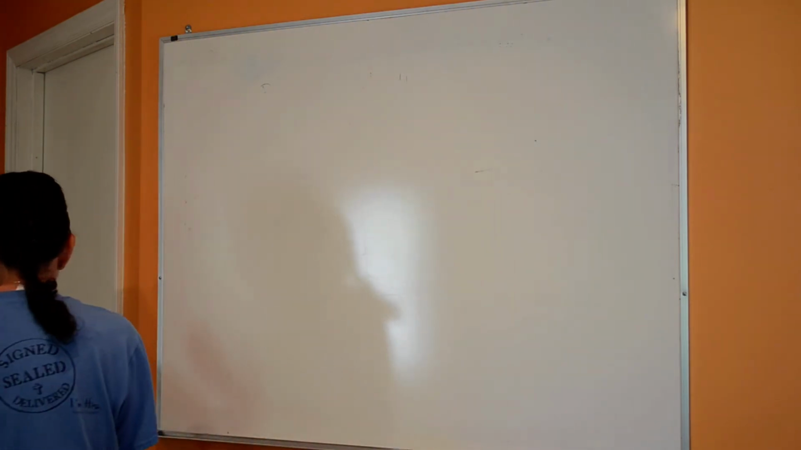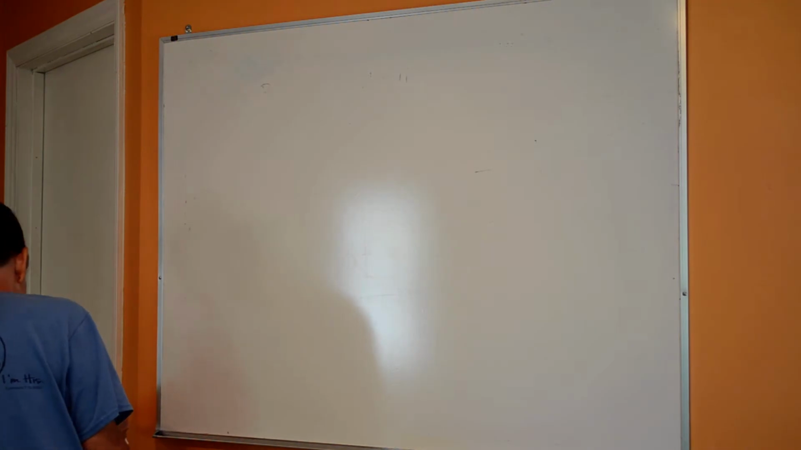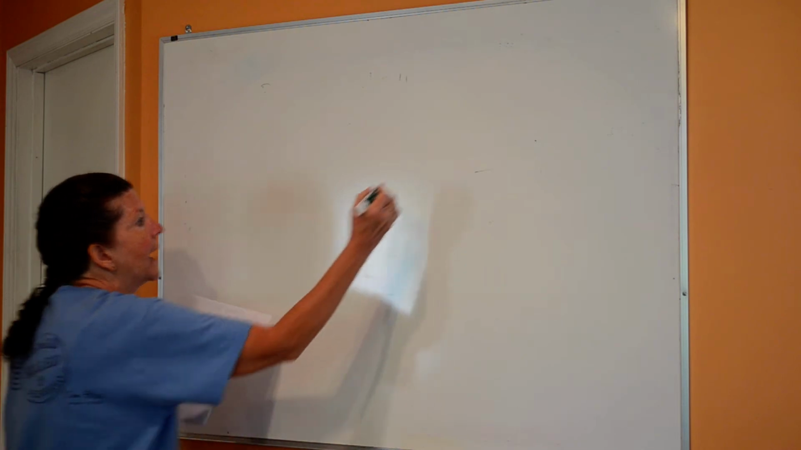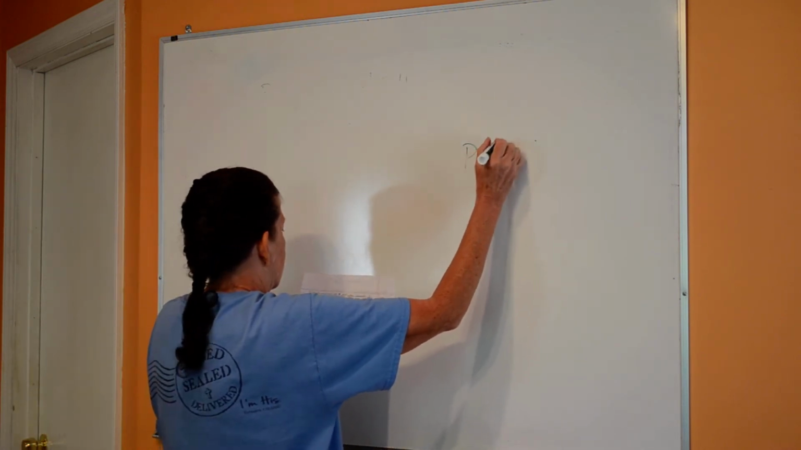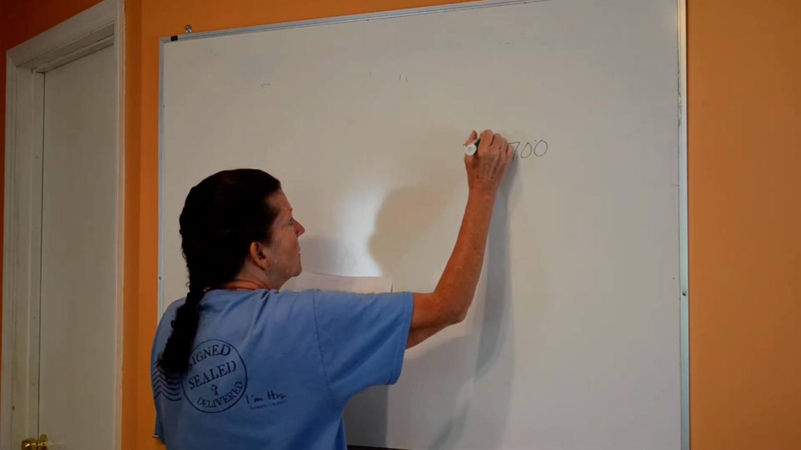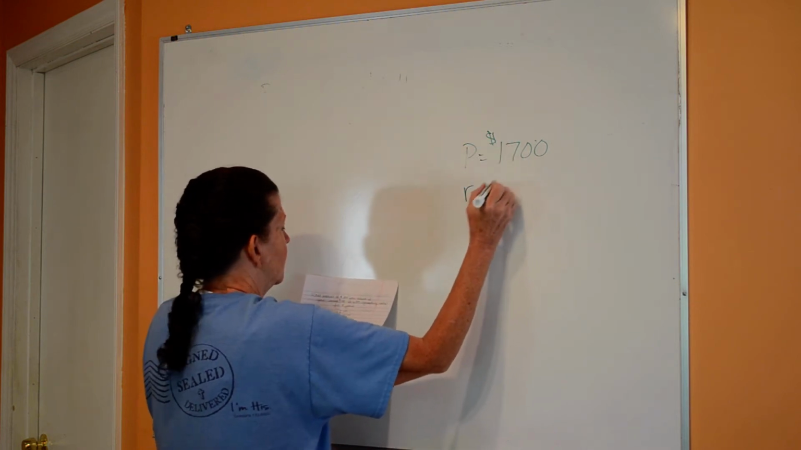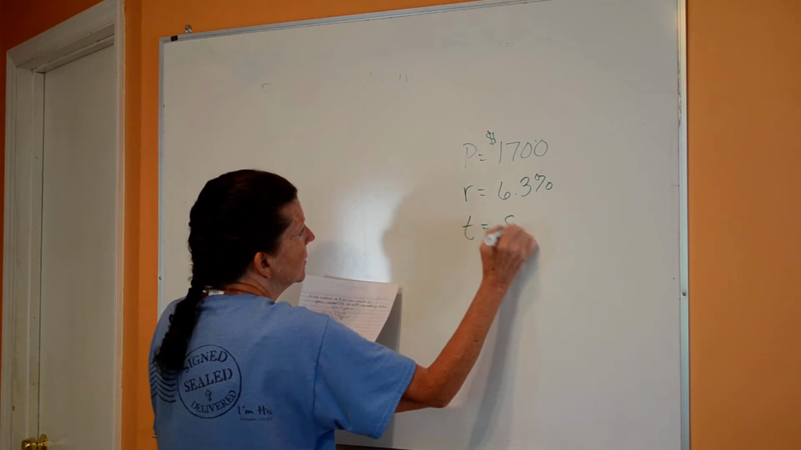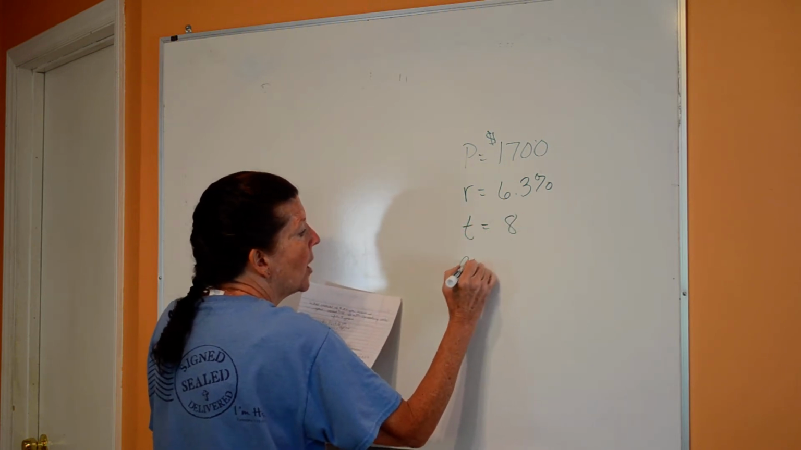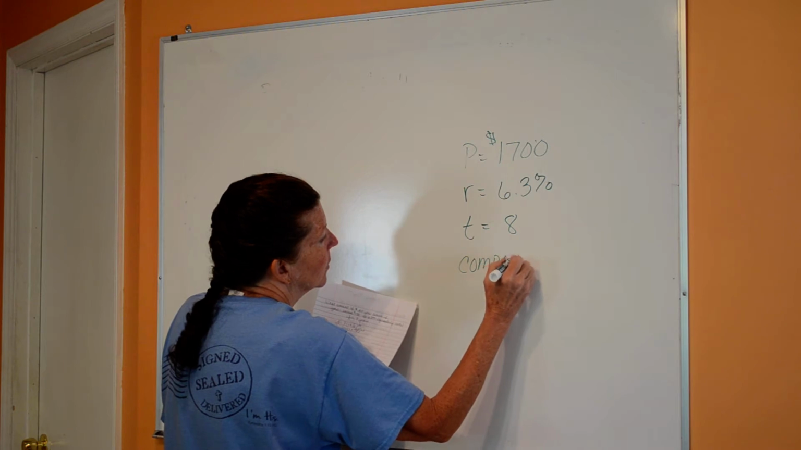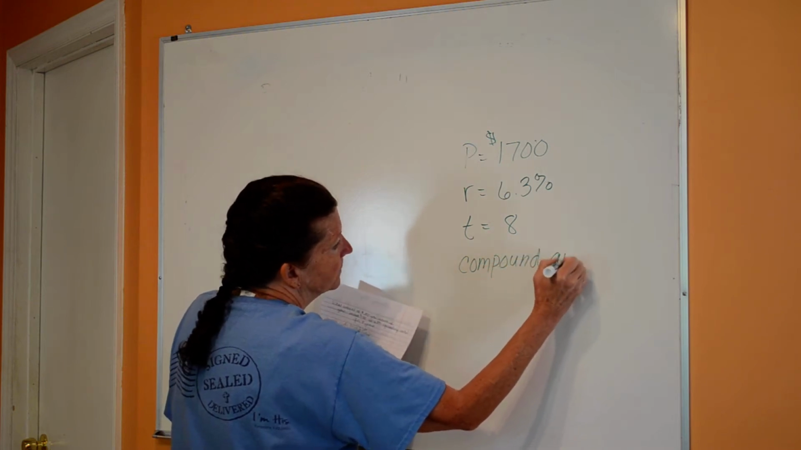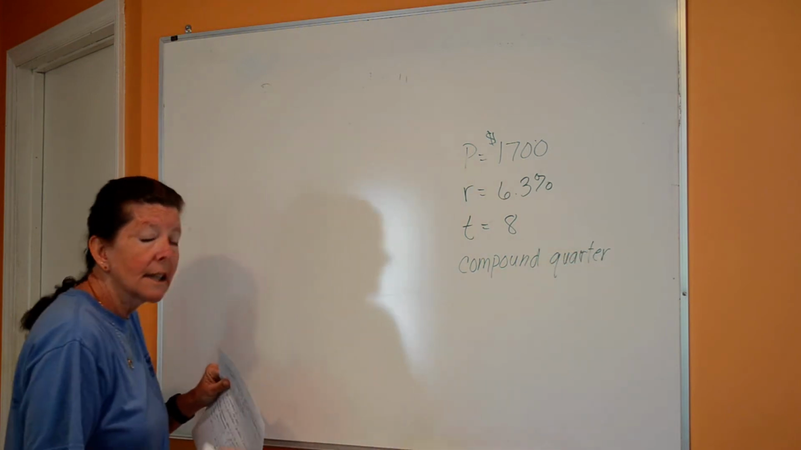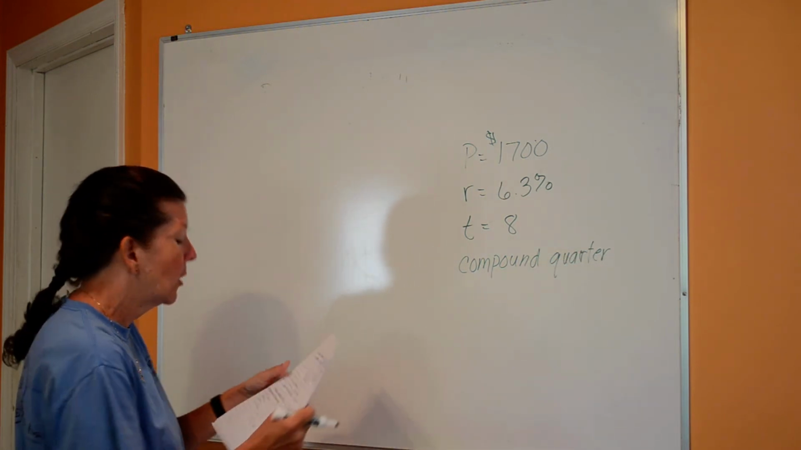Let's say we want to know how much money we are going to receive if we invest $1,700 at a rate of 6.3% for 8 years, and the interest is compounded quarterly. Okay, now if it's not continuously compounded, if it's continuous compound, we can use the PERT formula.